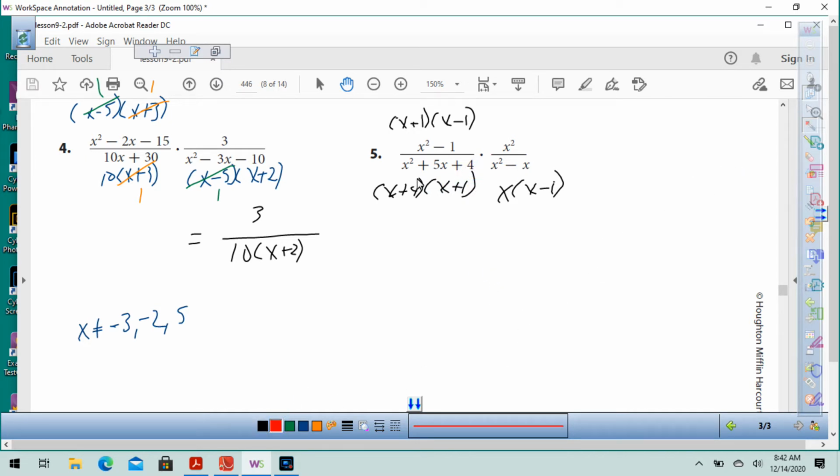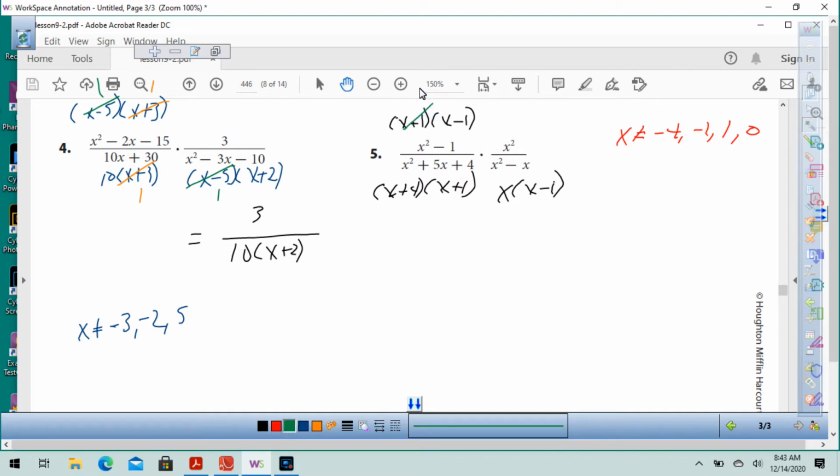So let's see. Negative 4, negative 1, and 1. x cannot equal negative 4, negative 1, and 1, and also 0. I almost missed that. All right, what can we get rid of?